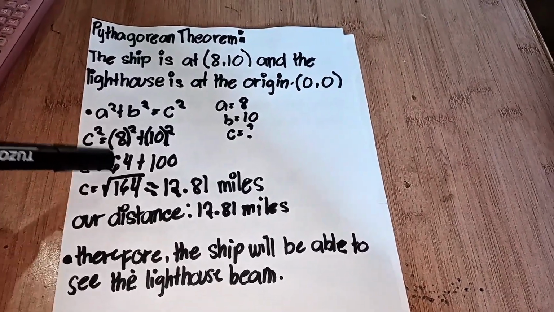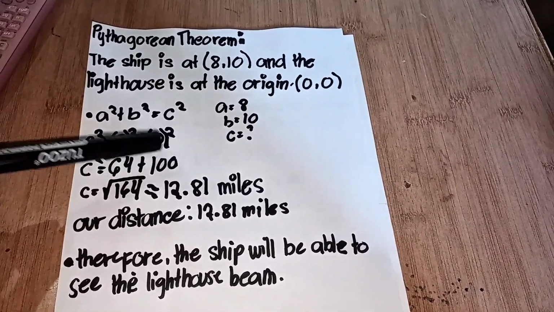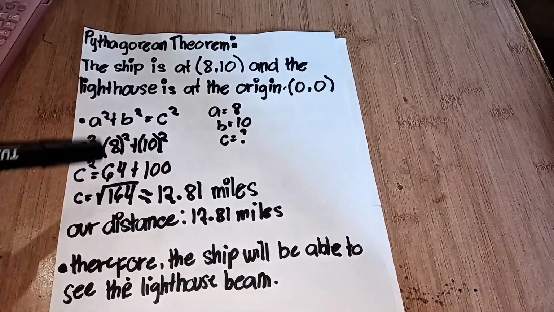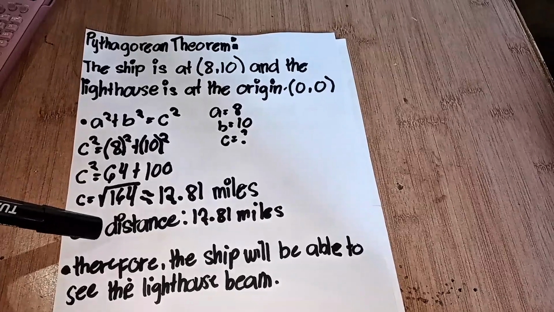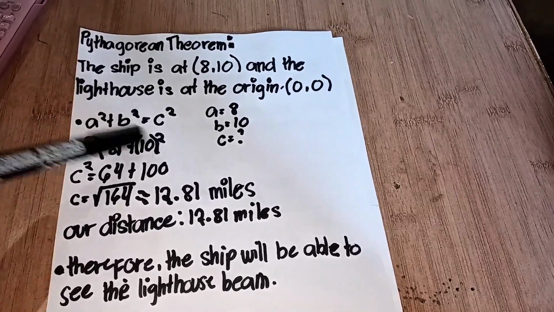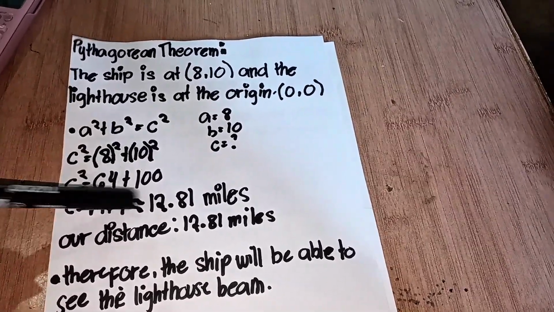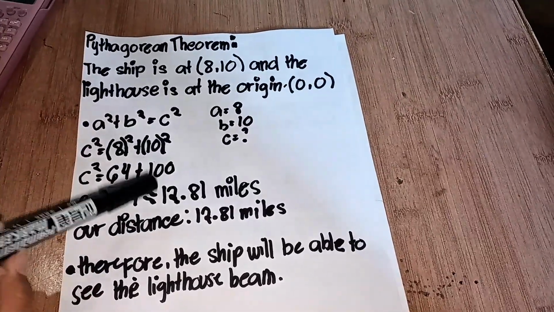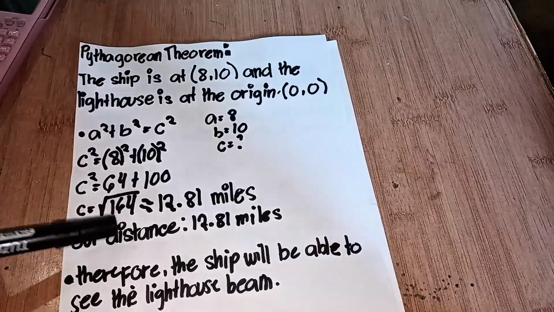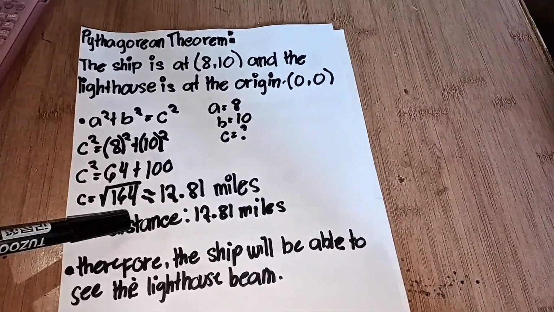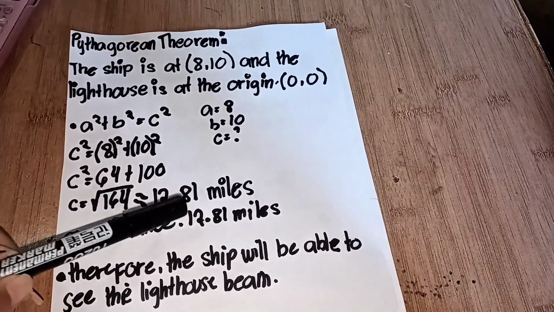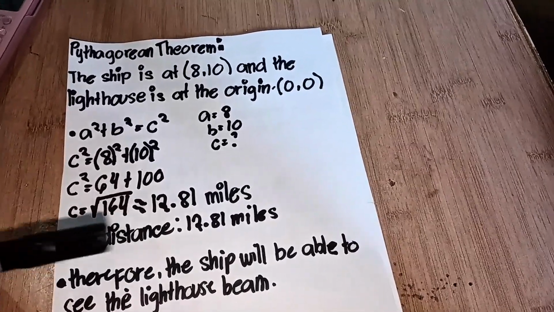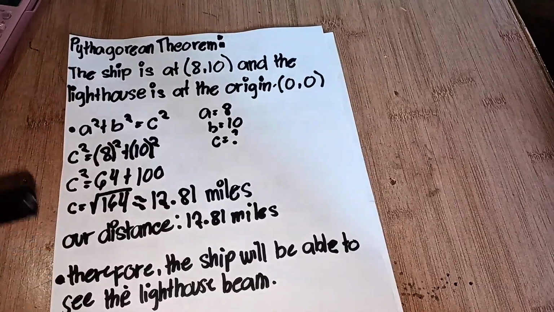c squared equals 8 squared plus 10 squared. So 8 times 8 equals 64, and then 10 times 10 equals 100. Next we add 64 plus 100 equals 164, and the square root of 164 is 12.81. So our distance is 12.81 miles. Therefore the ship will be able to see the lighthouse.